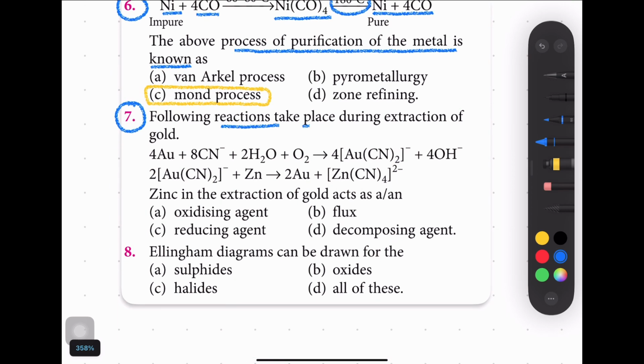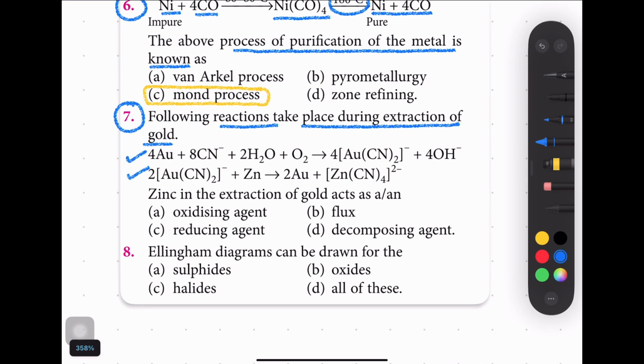The following reaction takes place during extraction of gold. So this is basically the cyanide process. In the first step, gold will make a complex with the cyanide in presence of oxygen. And then we'll be using zinc metal, which will basically act as a reducing agent to reduce the gold from +1 to 0 oxidation state. So zinc in the extraction of gold acts as.